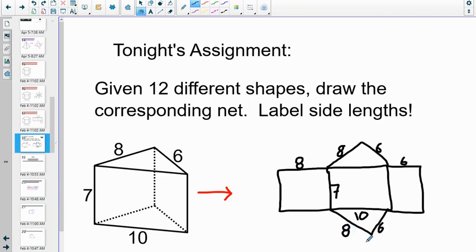That's what your homework assignment is going to look like tonight, just laying them out, labeling sides. Tomorrow, we're going to talk about finding the areas of the lateral faces. I'll need to tell you what that means tomorrow. We'll be actually doing some calculations based on this. So tonight's all about drawing the nets. Tomorrow, we'll move on from there and do some calculations.